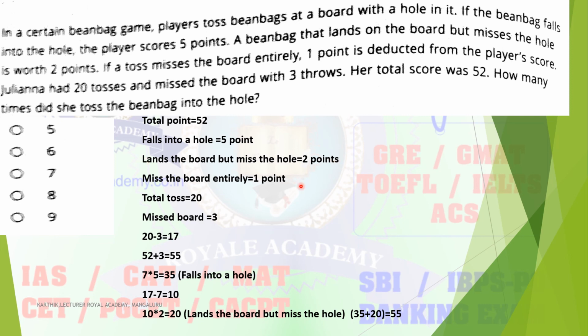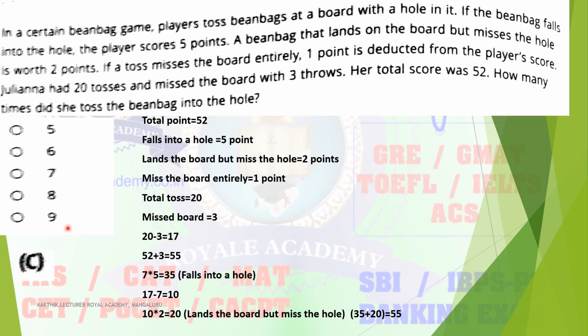What is the point? 2 points. So 10 into 2, how much? 20. So lands on the board but misses the hole, that is nothing but 20. So directly falls in the hole is 35 points, and lands on board but not in the hole is 20 points. Total 35 plus 20, that is 55. That 55 exactly matches this answer. So which option is correct? Option C is correct.